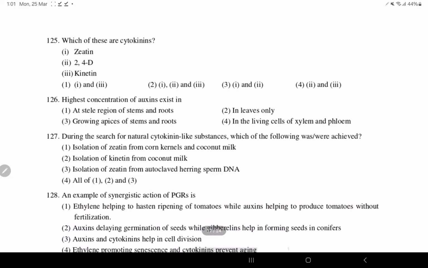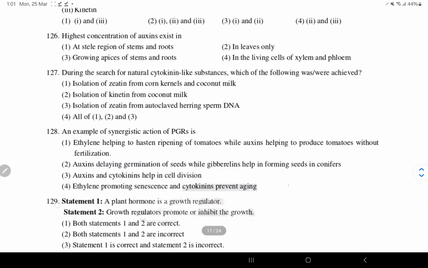Which of these are cytokinin? Zeatin and kinetin. Zeatin is plant-based, from corn kernel and coconut milk. Kinetin is from herring sperm DNA. So 1 and 3, so option 1. Highest concentration of auxin exists in growing apexes of stem and root. Option 3. During the search for the natural cytokinin-like substance, which of the following is achieved?